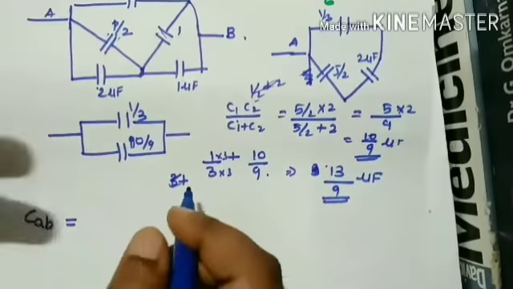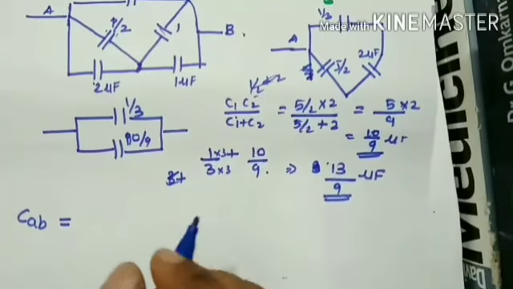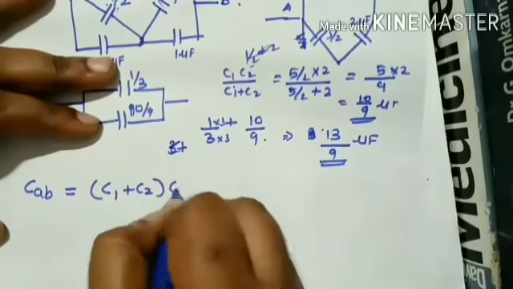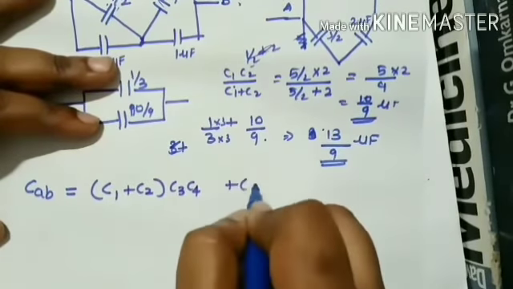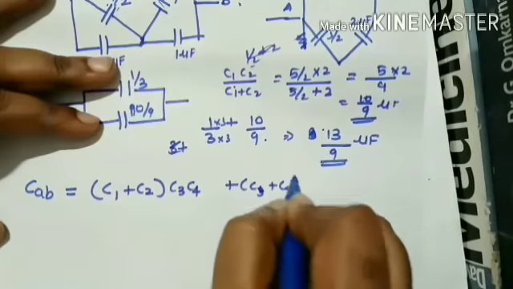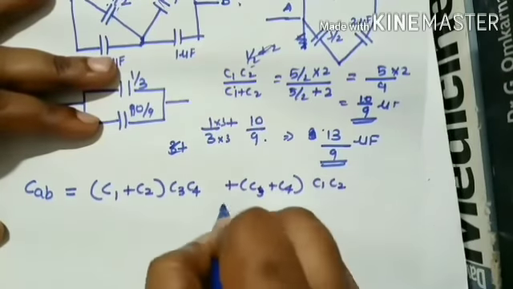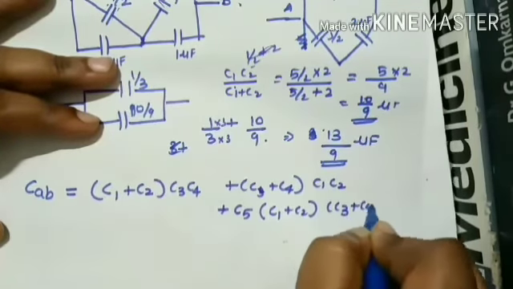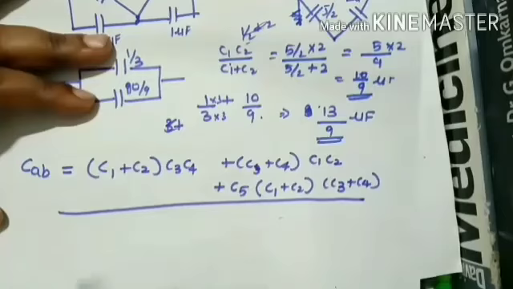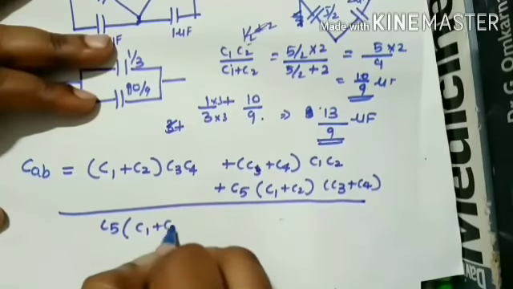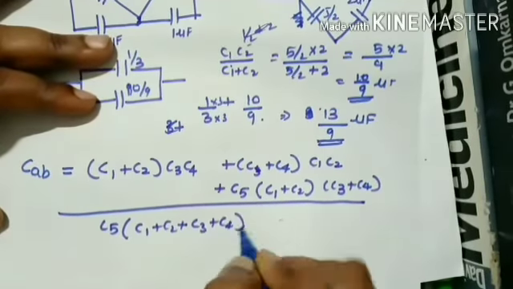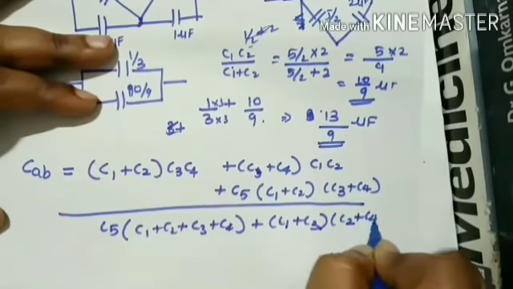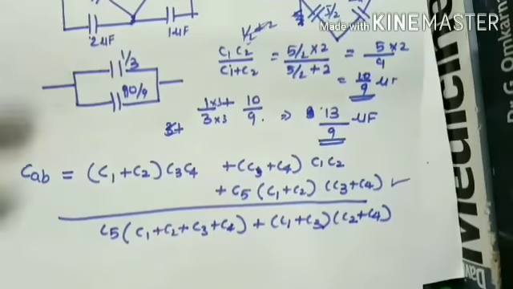CAB, that is, whenever you have a Wheatstone's bridge in an unbalanced way, the equivalent capacitance is C1 plus C2 into C3 C4 plus C3 plus C4 into C1 C2 plus C5 into C1 plus C2 into C3 plus C4, whole divided by C5 into C1 plus C2 plus C3 plus C4 plus C1 plus C3 into C2 plus C4. Guys, I will never prefer you memorizing this equation, because something will go off.